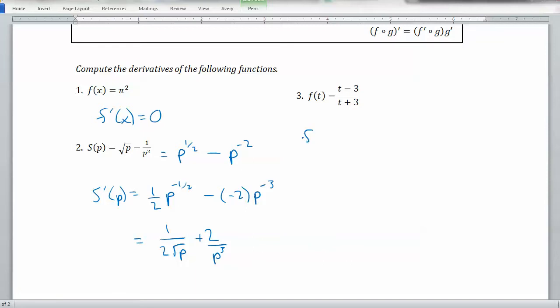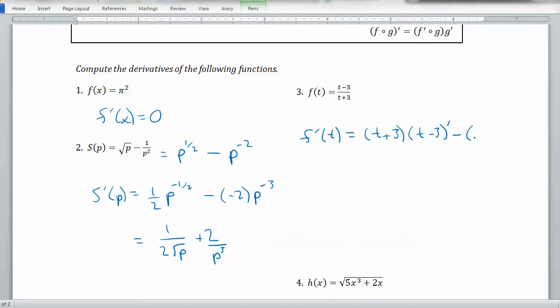So we have f prime of t is equal to low, which is t plus 3, and then d high. So let me just write that I'm going to take the derivative of that. I'll take it in a moment. And then minus high and d low, all divided by low squared. And now let's take those derivatives.